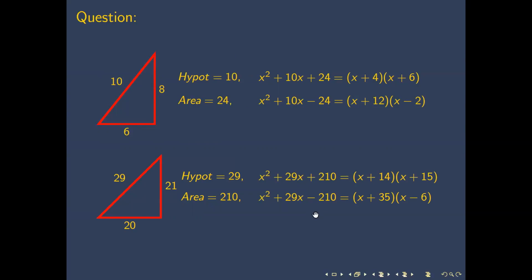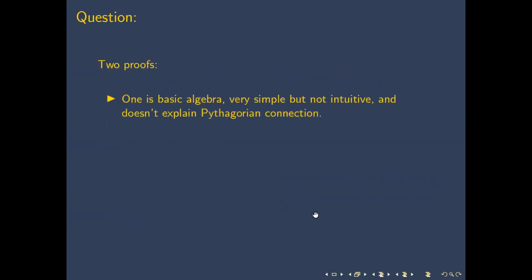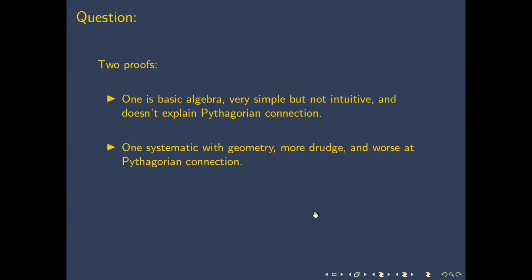All right, so how do you go about showing something like that? We're going to have two proofs. The first one's very basic algebra. It's really simple, but it's really not intuitive at all. And even though it shows that we do have this Pythagorean connection, it doesn't explain where it comes from. So after that, we're going to give a second proof that's systematic using geometry. It's going to involve a lot more drudge work than the first one did. And to be honest, it's even worse at explaining the Pythagorean connection.